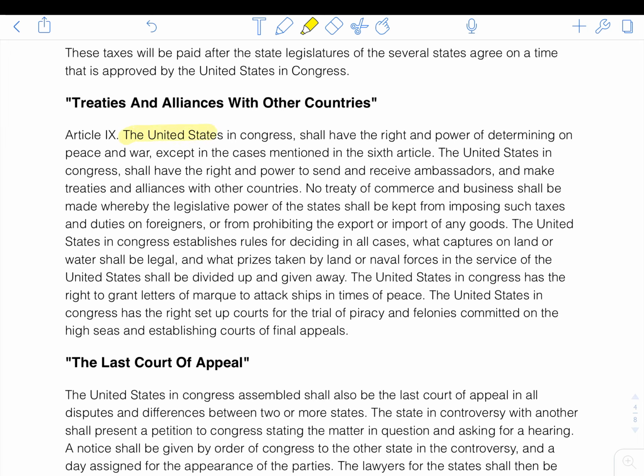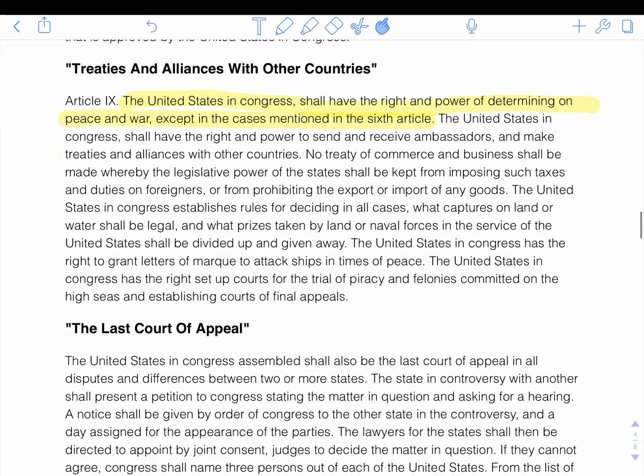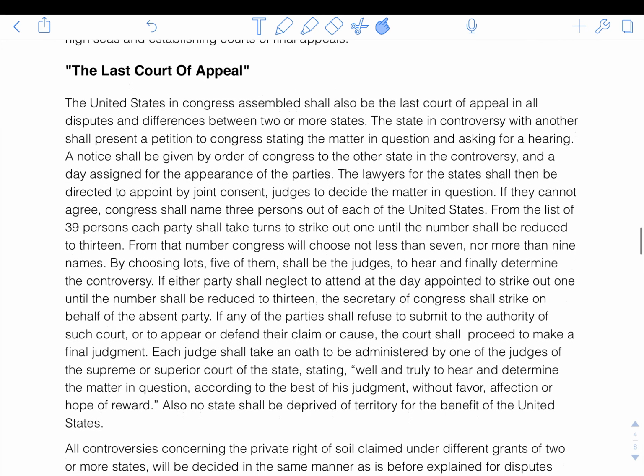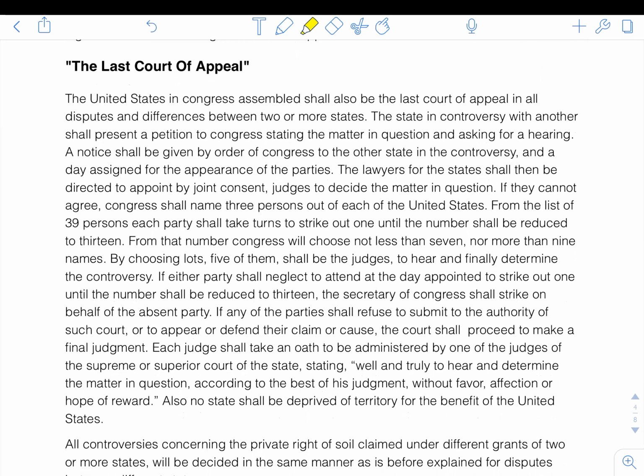So the United States and Congress shall have the right and power of determining on peace and war, except mentioned in the 6th article, which we looked at above. Then the last court of appeal. So the United States and Congress assembled shall also be the last court of appeal. So this is kind of, if there's a dispute, this is where it's going to be settled. Again, there's some detail there.